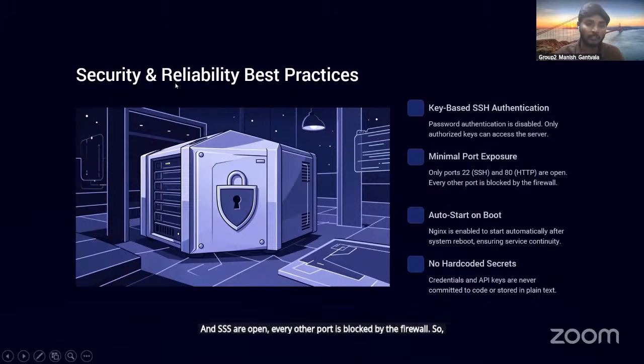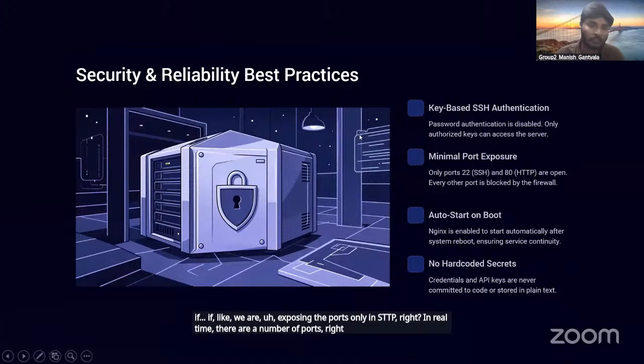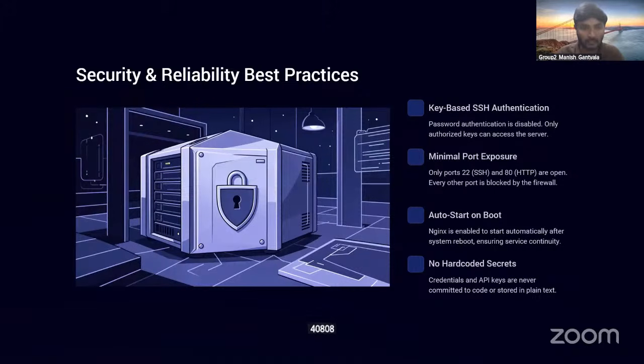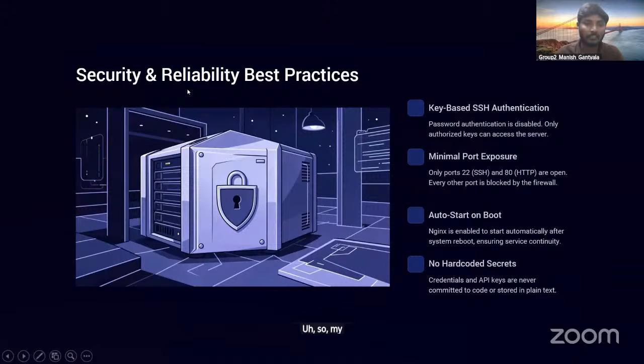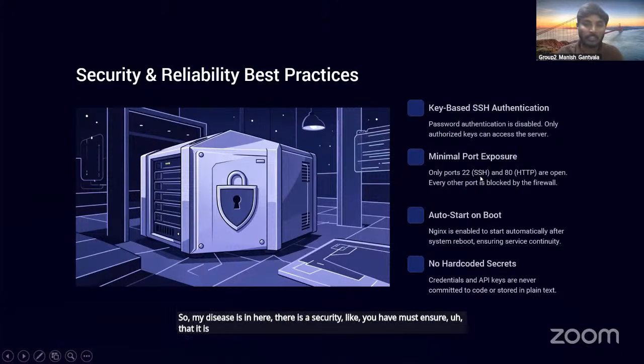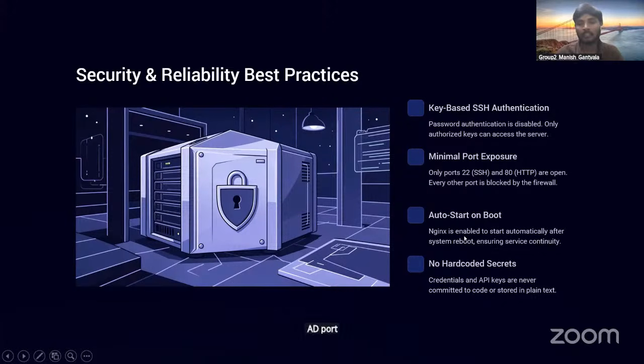So if we are exposing the ports only for HTTP, right? In real time, there are a number of ports, like port 8080, port 9001, for Kubernetes. So there are a number of different ports we have. So here, for security, you must ensure that ports 22 and 8080 are open, and there is an auto start on boot.